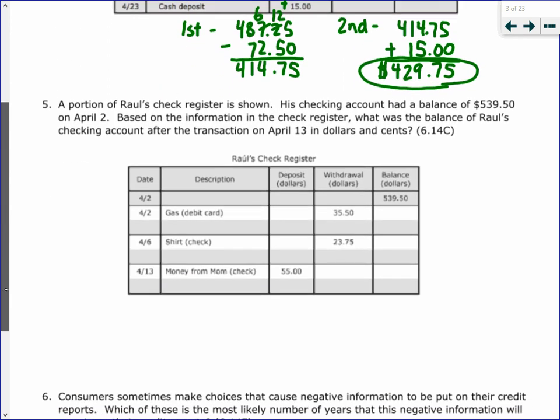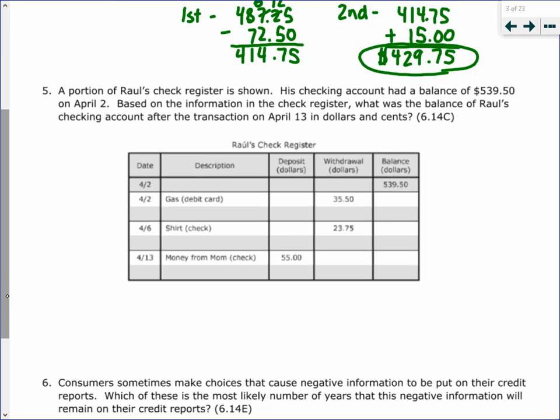Similar problem. Portion of Raul's check register is shown. His checking account had a balance of $539.50 on April 2nd. Based on the information in the check register, what was the balance of Raul's checking account after the transaction on April 13th in dollars and cents? So I'm going to just go ahead and add up all the withdrawals and all the deposits, and then I'm going to show you a different way. The one above that was just doing it one at a time. See if this way makes sense to you.